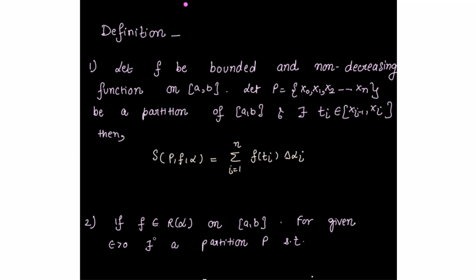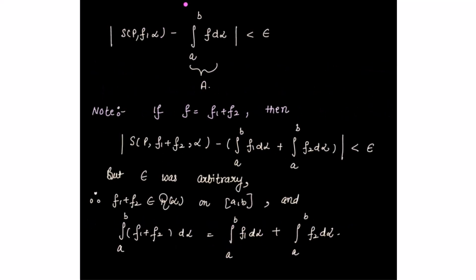Second, if f is Riemann integrable on the closed interval [a, b], then for a given positive epsilon, there exists a partition P such that the modulus of S(P, f, α), that is the sum, minus the integral of f dα, will be strictly less than epsilon. And you can also suppose this integral of f dα to be A. I'm going to use these results in the proof, all right?